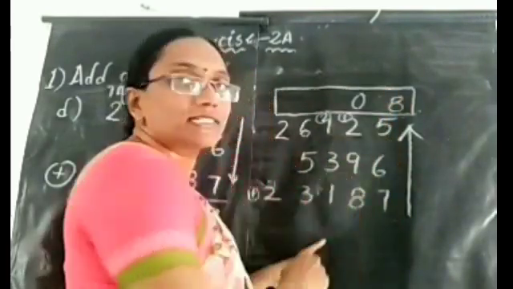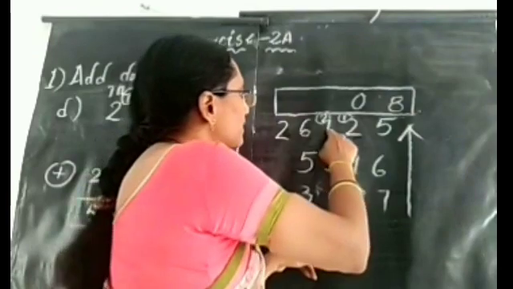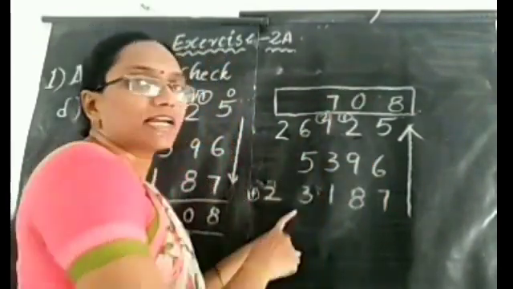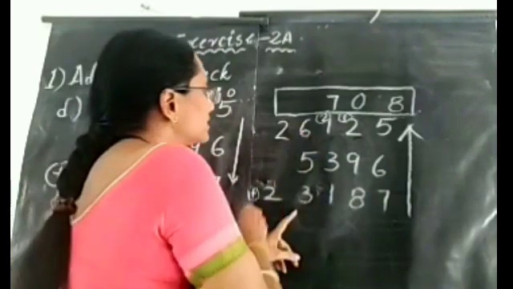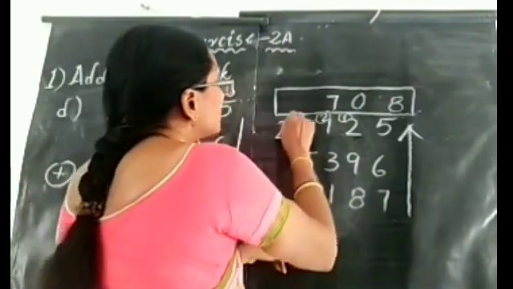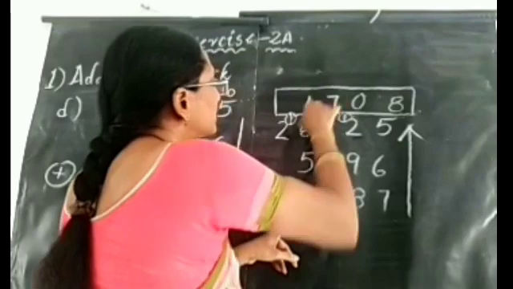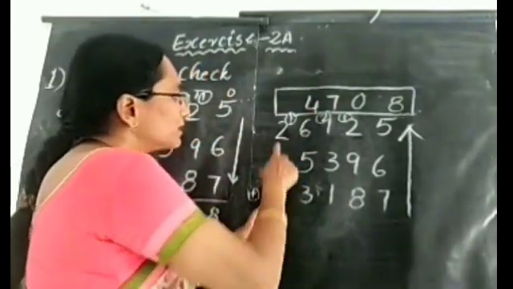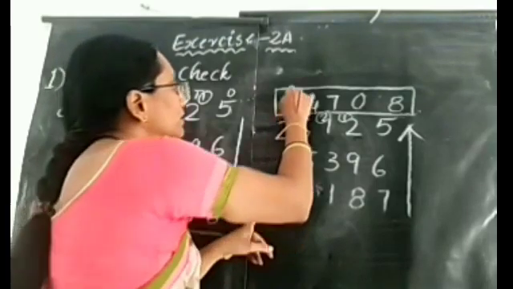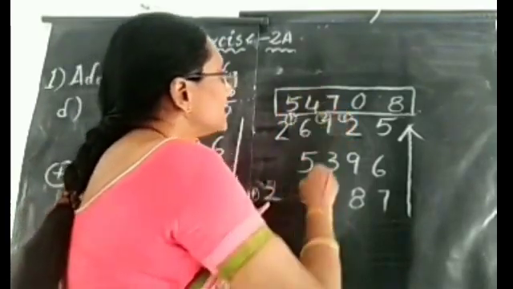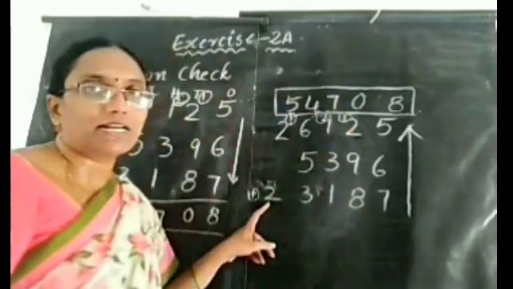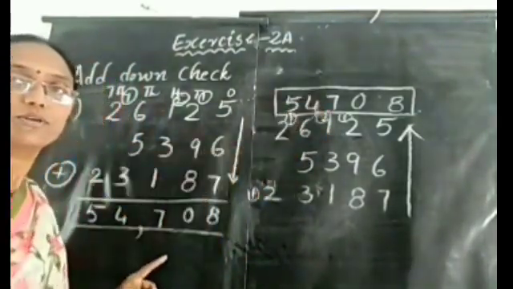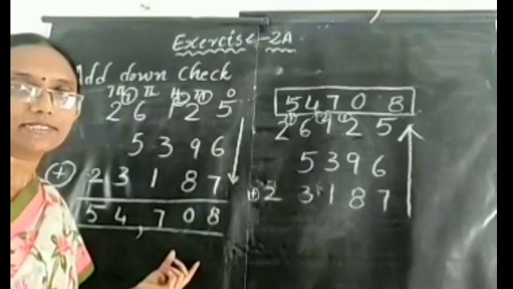And 1 plus 3 is 4. 4 plus 1, 5. 5 plus 3 is 7. 3 plus 5, 8. 8 plus 6 is 14. Right, 14. 1 here and 4 here. Now 2 here no digit. So 2 plus 2 is 4. 4 plus 1, 5. Here the sum is 54,708. These two answers are same. So this is the right answer.